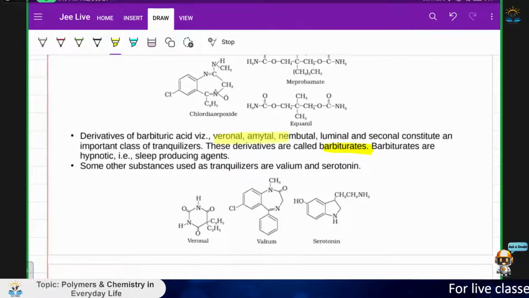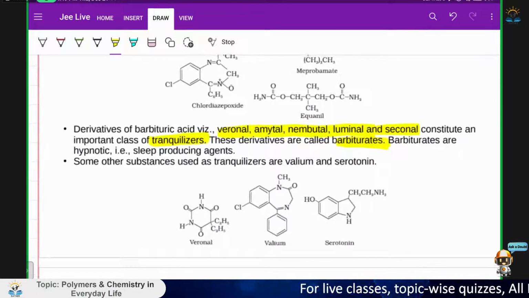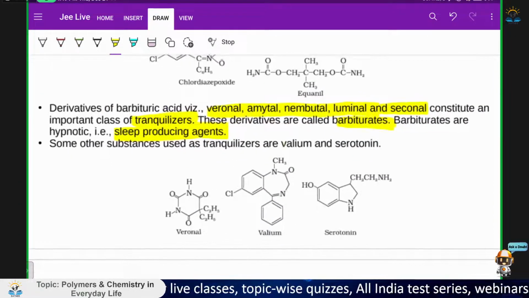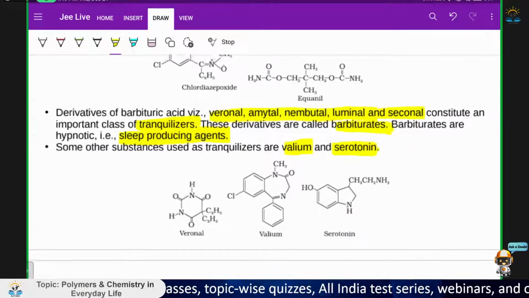Veronal, amytal, nembutal, luminal, and seconal are used as tranquilizers. What we should know about barbiturates is that they are sleep producing agents. That's why they are used as tranquilizers. Some other substances used are Valium and serotonin. These are also barbiturates.